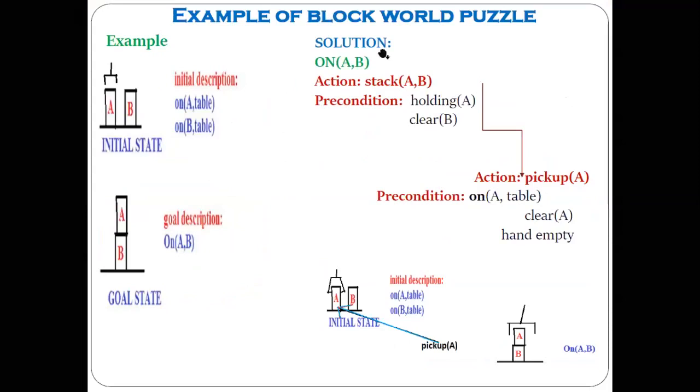Now, solution. We want the solution like what? On AB. Yes or no? Yes, sir. We want the solution like this. So, first we do what? First we compare the goal state with the initial state. Now, goal state is not matching with the initial state. So what should I do now?